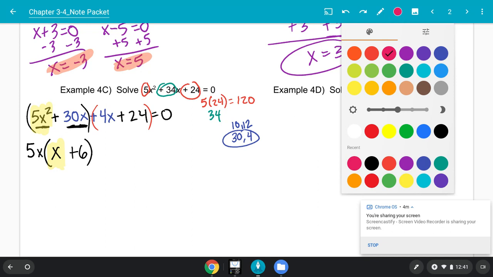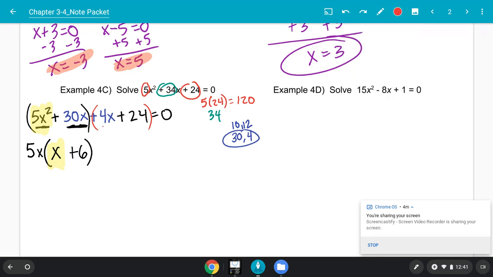We have to do the same thing in the second set of parentheses. So if you look at this term and this term, both of those are divisible by 4. So I'm going to do a positive 4 out front. That's going to turn into x plus 6. Again, if you take a second and you distribute, you're going to end up back here where you started.